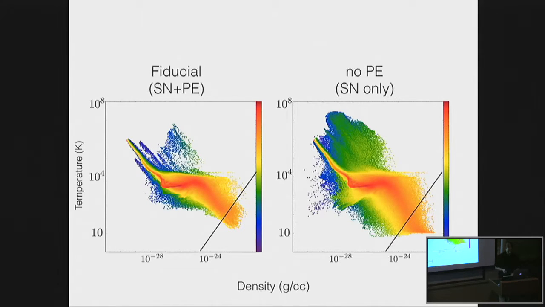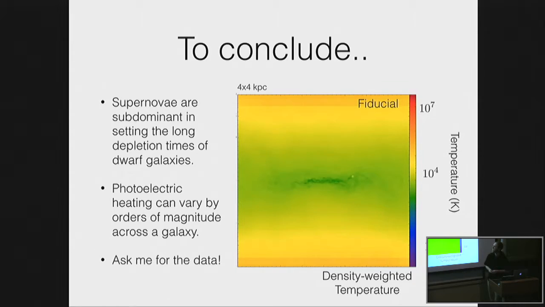Okay, so to conclude, supernovae are subdominant in setting the long depletion times of dwarf galaxies, and in fact it's photoelectric heating which is doing it. Photoelectric heating can vary by orders of magnitude across a galaxy in space and time, so don't treat it as constant. And I'd also like to invite you to ask me for any of this data. The old simulations are public, but I haven't had a chance to put these up yet, but I'm happy to share this data if you have any applications in mind.